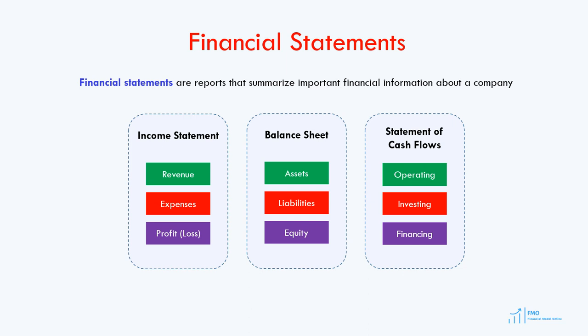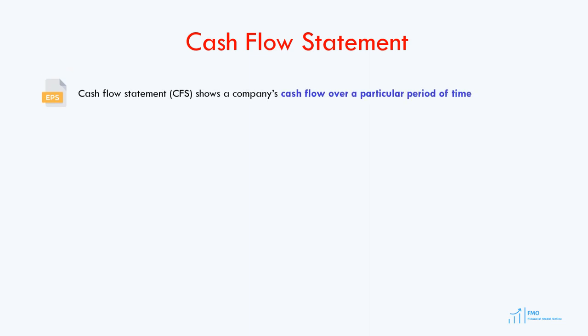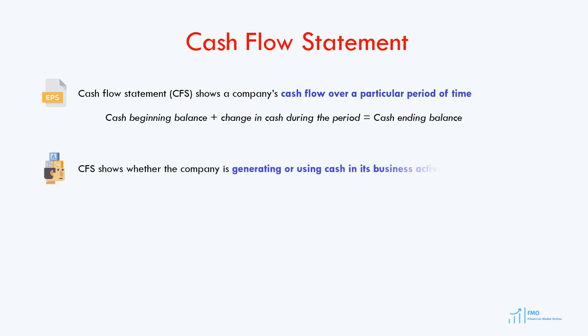So what is the cash flow statement? The cash flow statement shows a company's cash flow over a particular period. In other words, the cash flow statement reconciles the net income coming from operations to the cash that we receive from our operations, and the cash flow statement produces a change in cash, which allows us to get the cash ending balance. The cash flow statement also shows whether a company is generating cash from its operations and whether that cash is sufficient to cover the cash usage in its investing and financing activities.